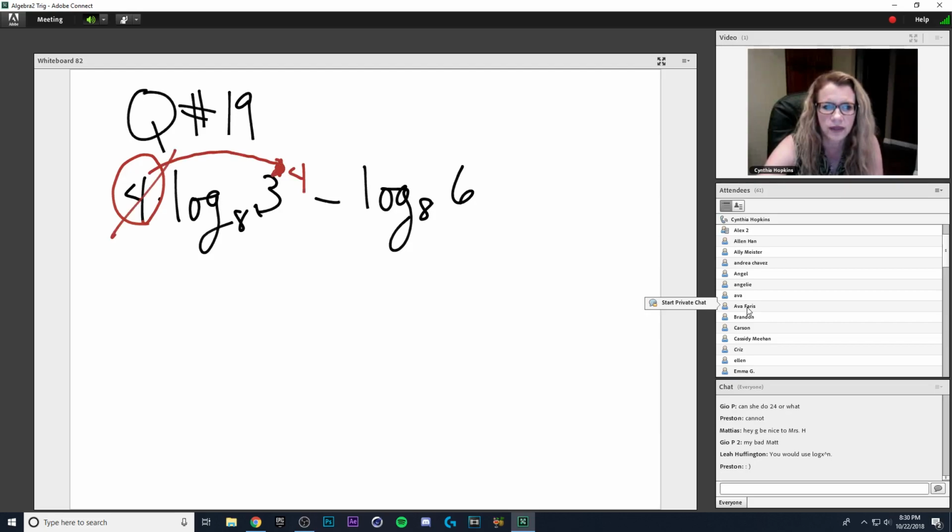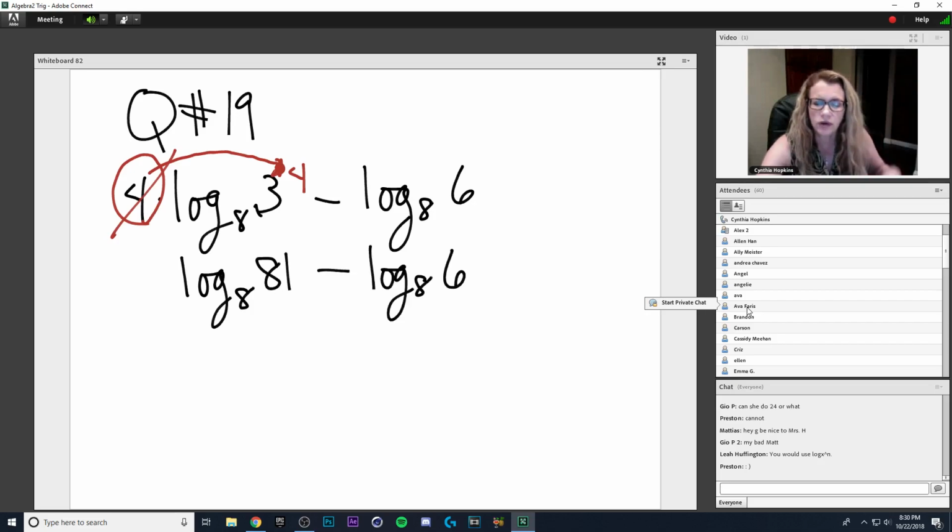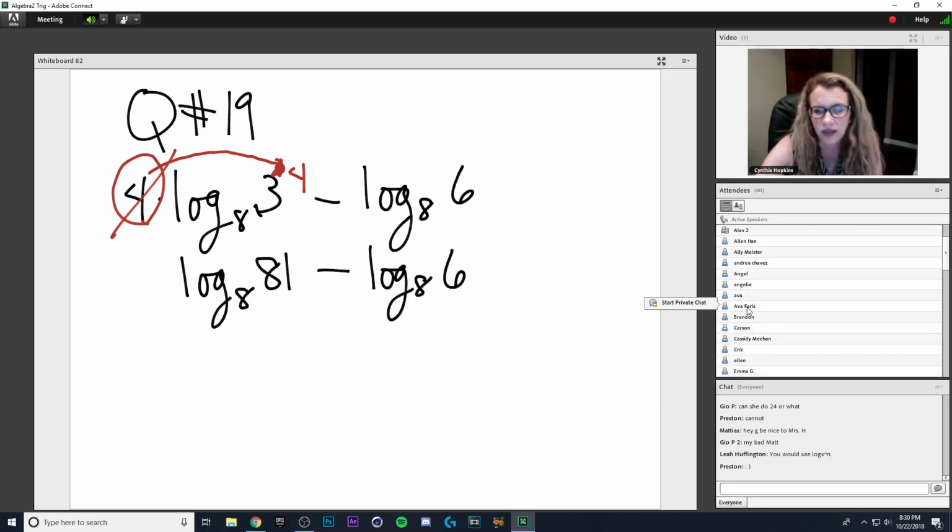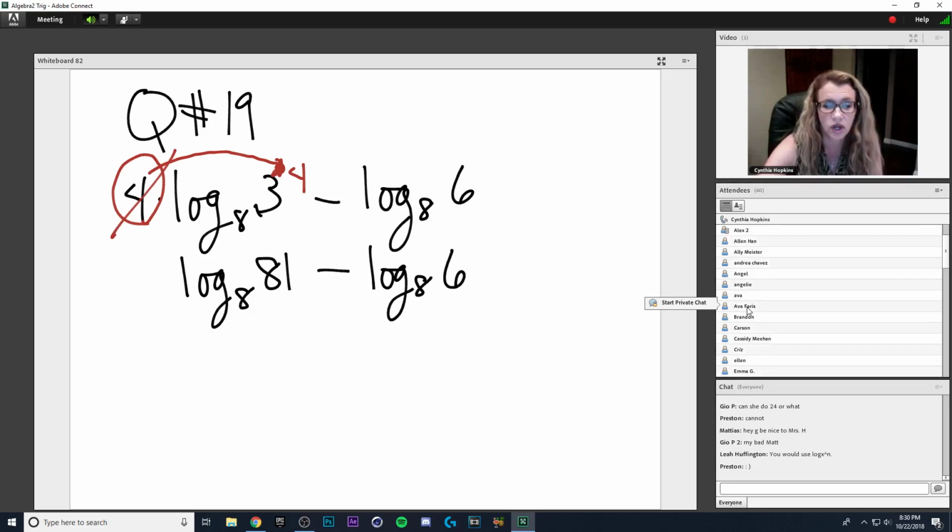Okay, so let me rewrite this. Now I have a log base 8 of 3 to the 4th. Well, that equals 81, minus log base 8 of 6. And by the way, if you go 81 minus 6 and get 75, you're not doing anything that other students haven't done. It's called making up your own properties of logs, and they are completely wrong. So please don't do that. Practice your 3. There are only 3. Practice your 3 properties of logs.